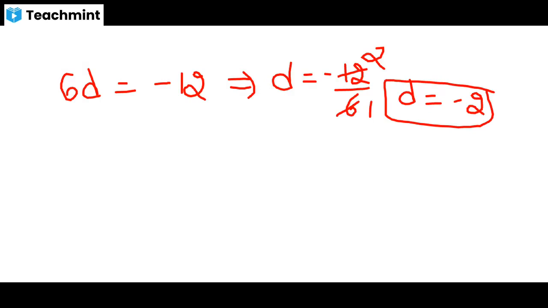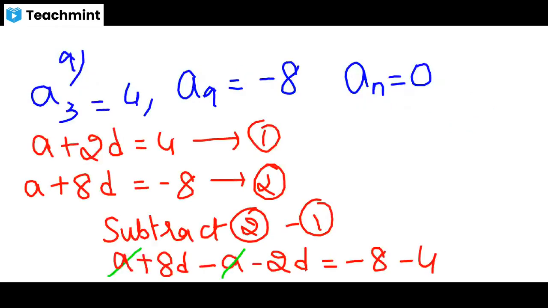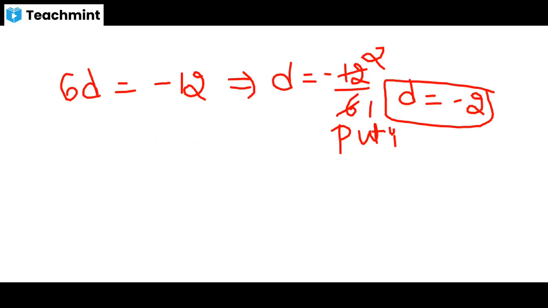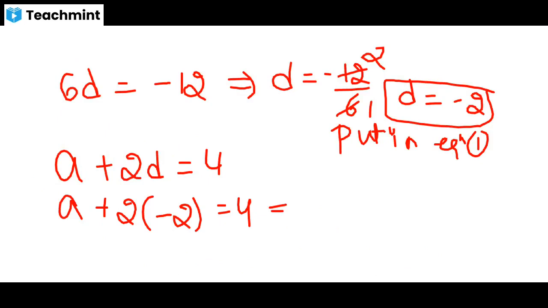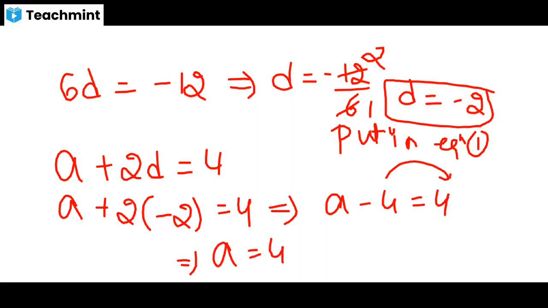Now how can you find the A value? Put that in equation 1. What is equation 1? We have A plus 2D is equal to 4. Now A plus 2 into, in place of D, minus 2, is equal to 4. If you simplify this, what do you get? A minus 4 equals 4. Don't cancel this 4 and minus 4, okay? You should take this 4 to the RHS. You get A equals 4 plus 4, that is equal to 8. So the A value you got is 8.